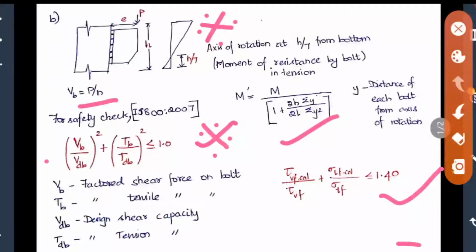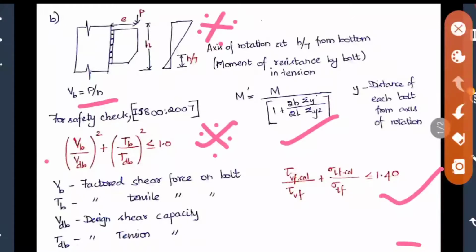This is based on the working stress method, that is, the calculated tau_vf divided by the permissible shear stress in the rivet, and the calculated sigma divided by the permissible tensile stress in the rivet, and the combination should be less than or equal to 1.4. So both of these are very important.